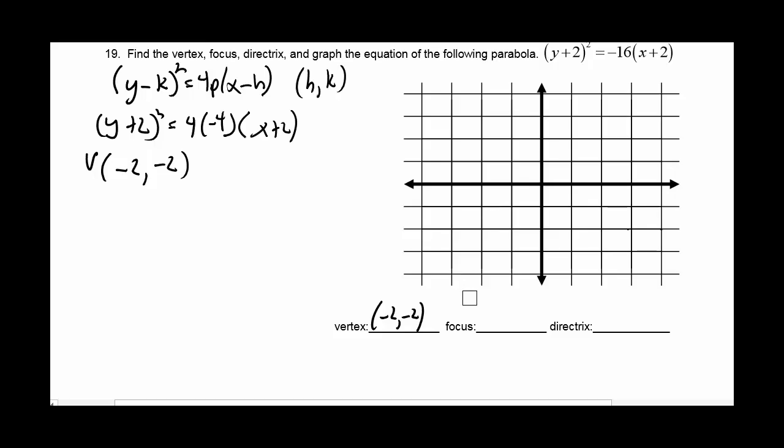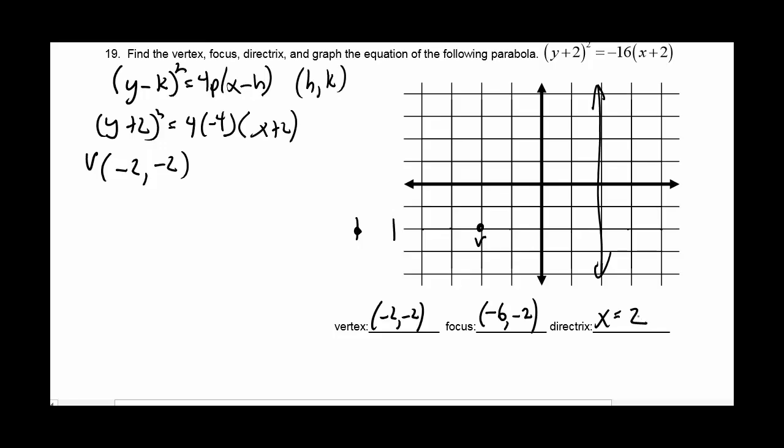Okay, so I got the right vertex, -2, -2. So there's my vertex, and I'm going 4, so 1, 2, 3, 4. So if I go 4 out, that's got to be at -6, -2. And directrix has got to be back here, so 1, 2, 3, 4 is right there. So that's at x equals 2.